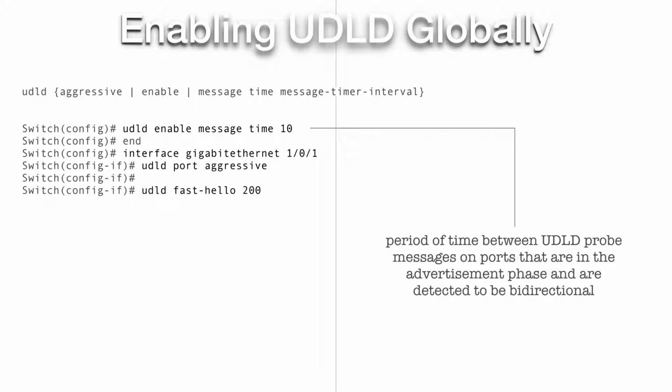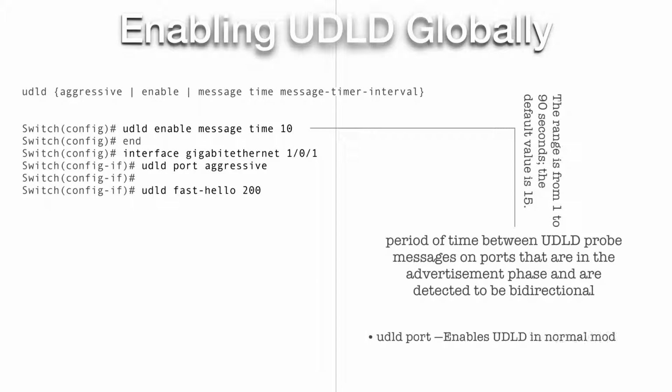Message timer interval configures the period of time between UDLD probe messages on ports that are in the advertisement phase and are detected to be bidirectional. The range is from 1 to 90 seconds. The default value is 15. Note: this command affects fiber optic ports only. Use the udld interface configuration command to enable UDLD on other port types. Use the no form of this command to disable UDLD. End returns to privileged EXEC mode.